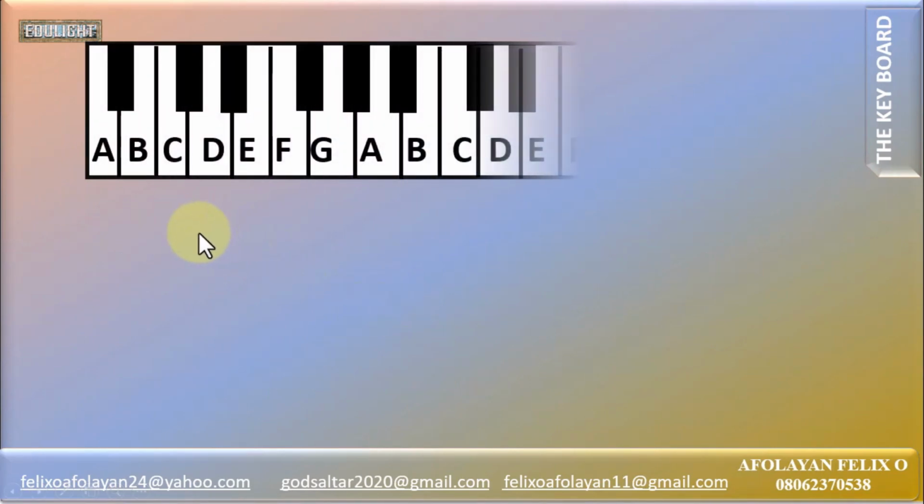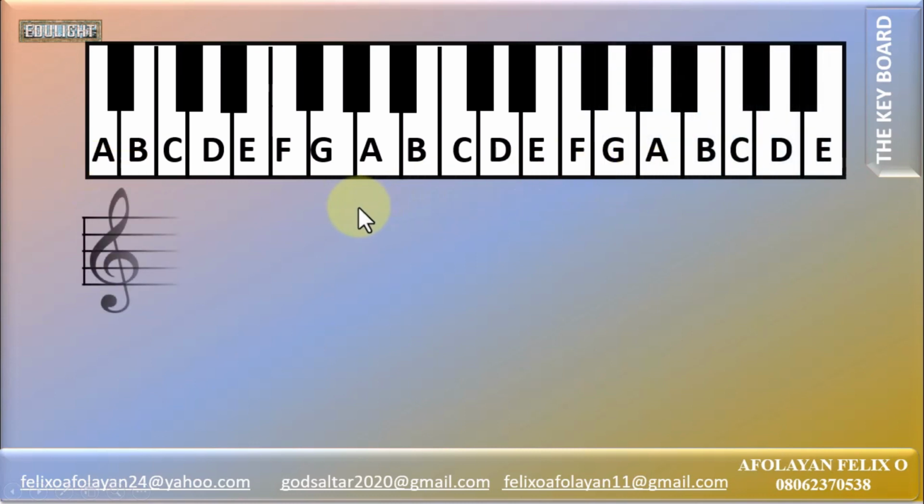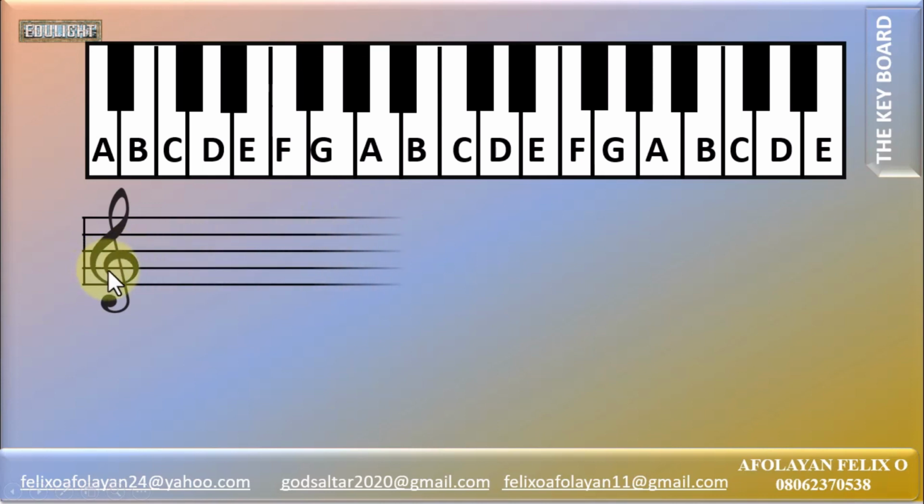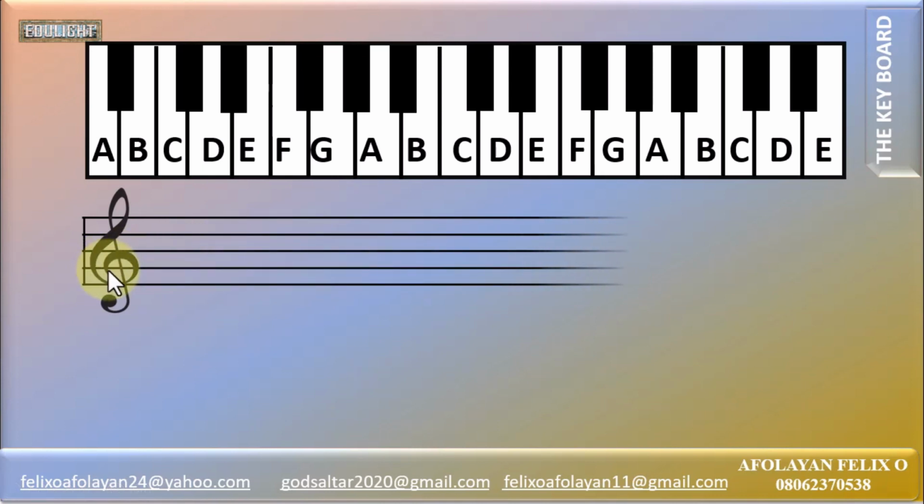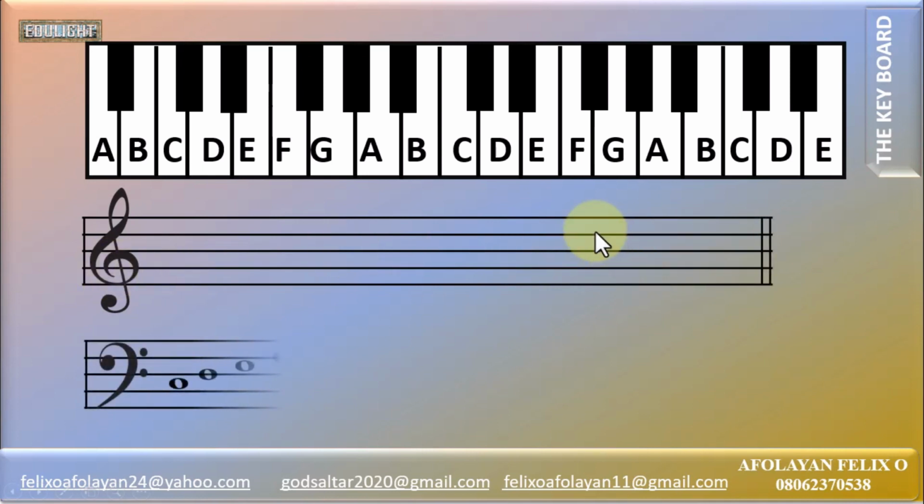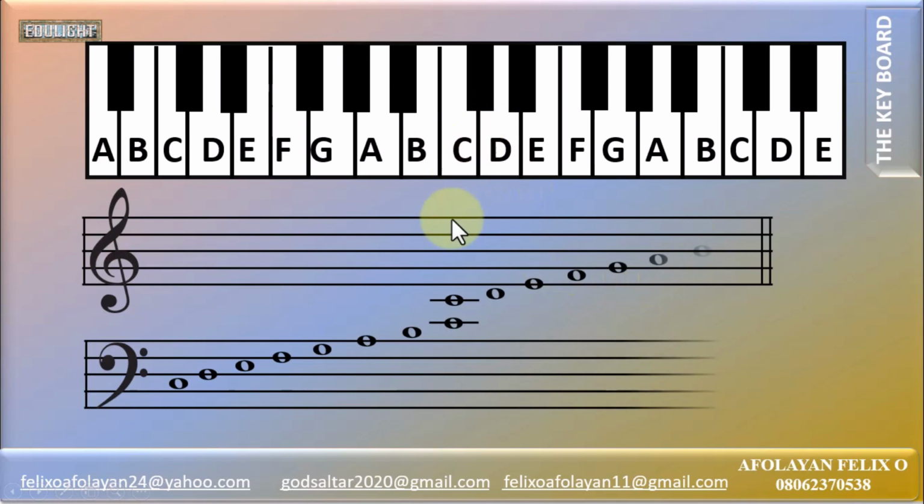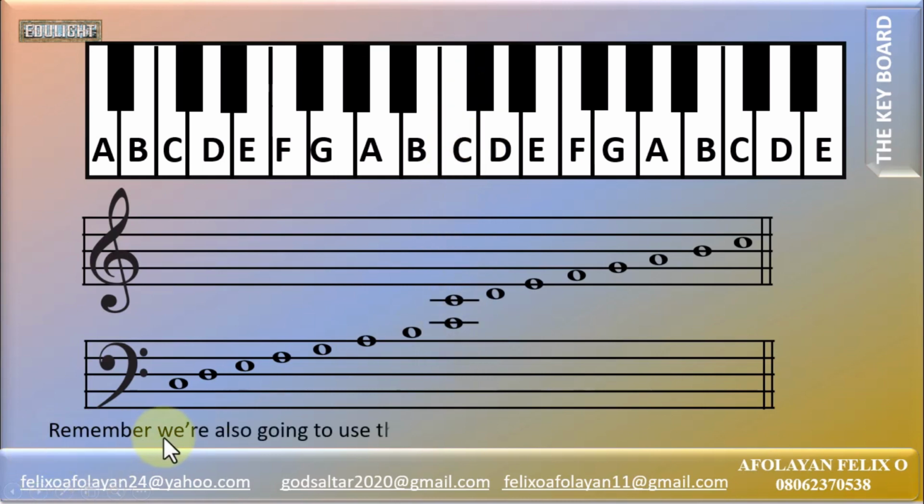So as we continue the study of our keyboard, looking at our treble clef together with the bass clef, and combining the note and making it in line with middle C. I think you can see that. So remember, we are also going to use the keyboard to study sharp, flat, and neutral.